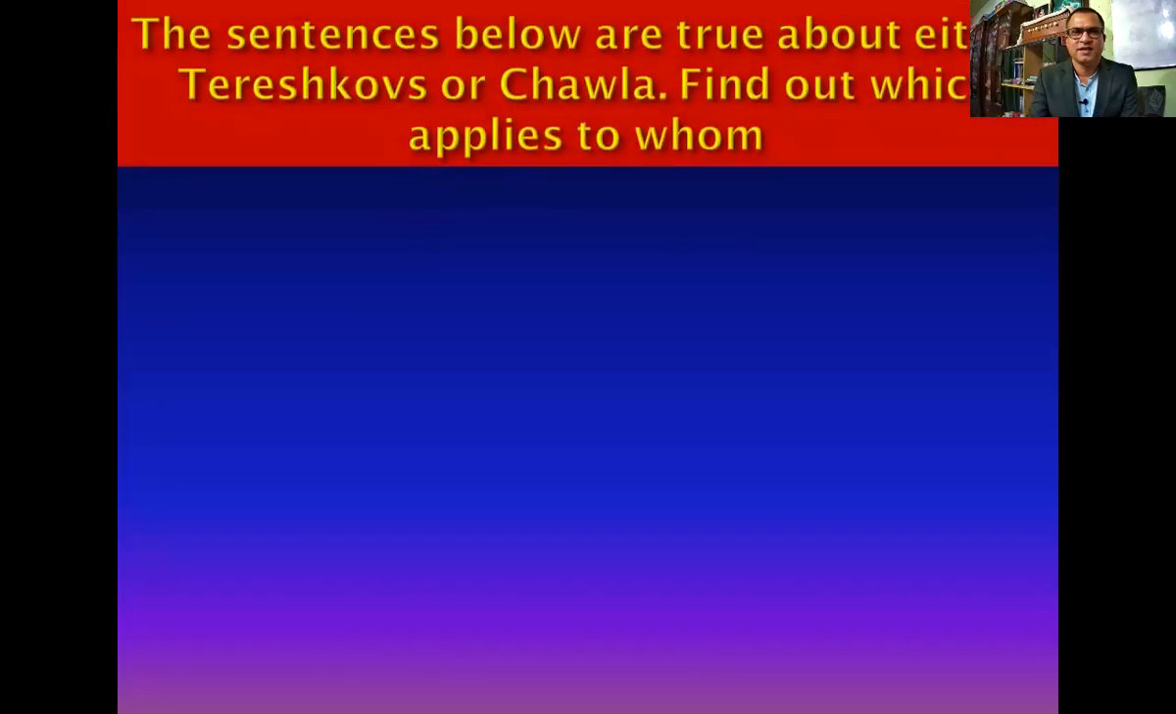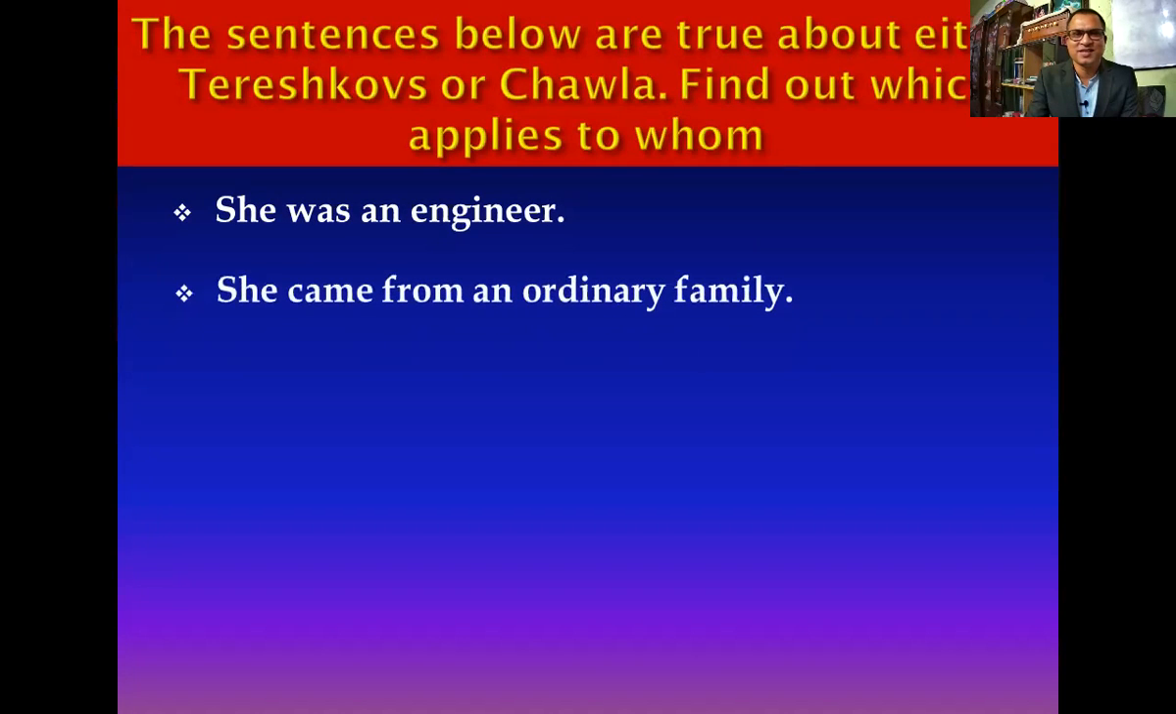Now, dear students, the sentences below are true about either Tereshkova or Kalpana Chawla. Find out which applies to whom. She was an engineer. This is true, but to whom? She was an engineer. This is Kalpana Chawla.